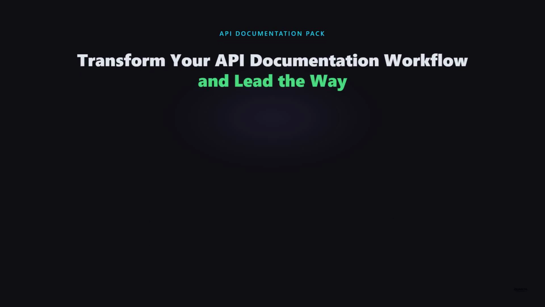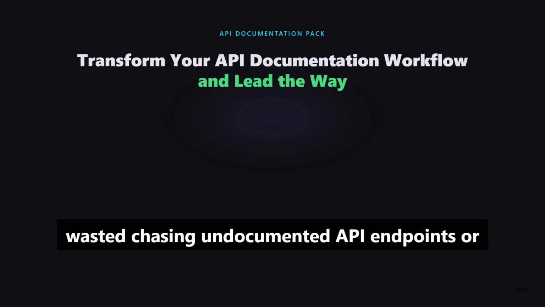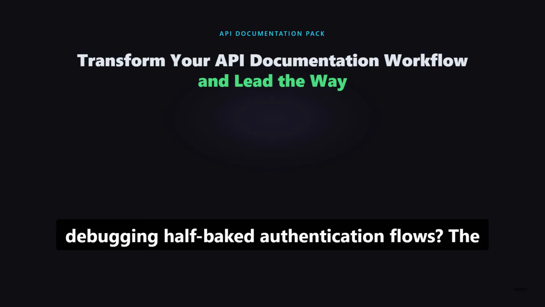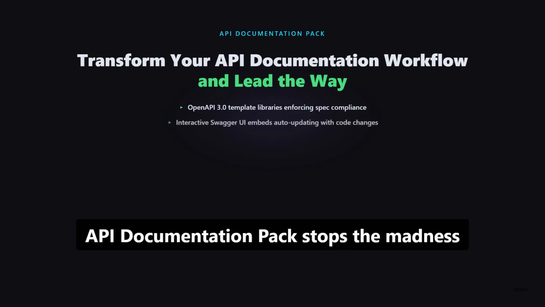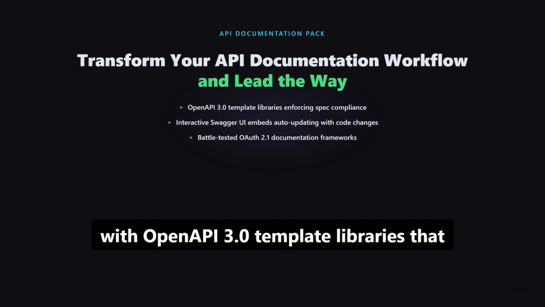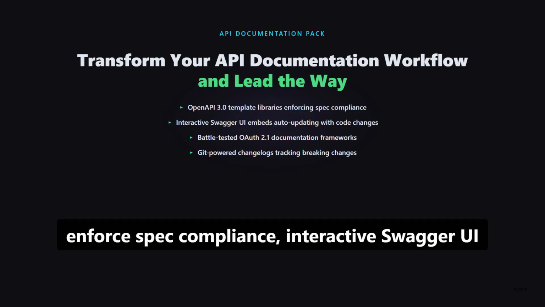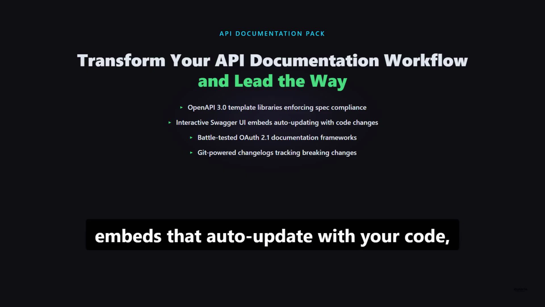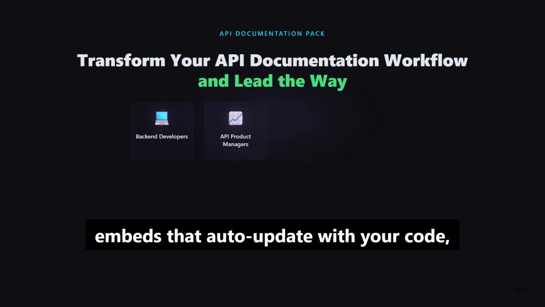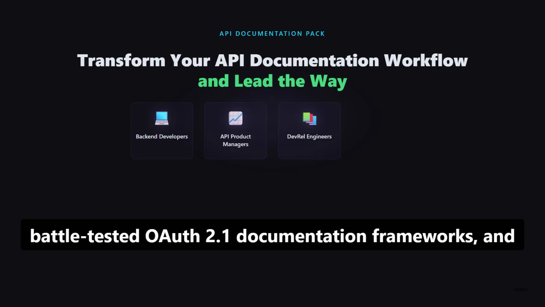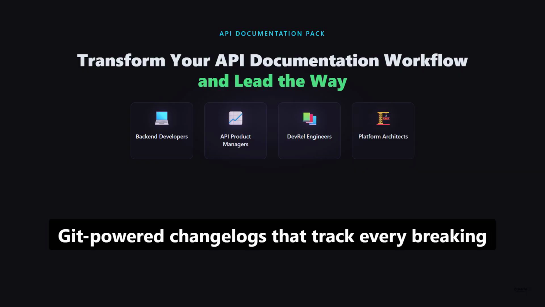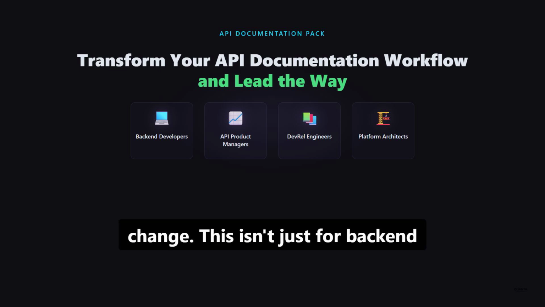How many hours have you wasted chasing undocumented API endpoints or debugging half-baked authentication flows? The API documentation pack stops the madness with OpenAPI 3.0 template libraries that enforce spec compliance, interactive Swagger UI embeds that auto-update with your code, battle-tested OAuth 2.1 documentation frameworks, and Git-powered changelogs that track every breaking change.